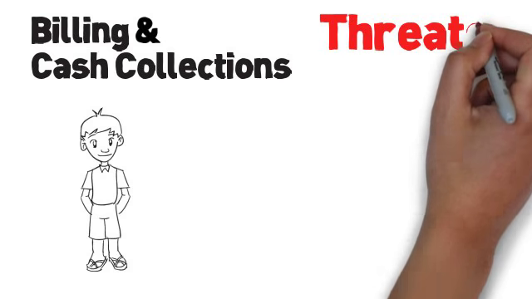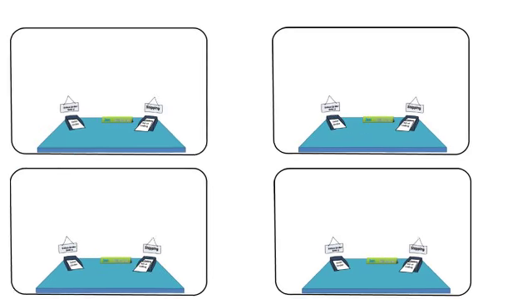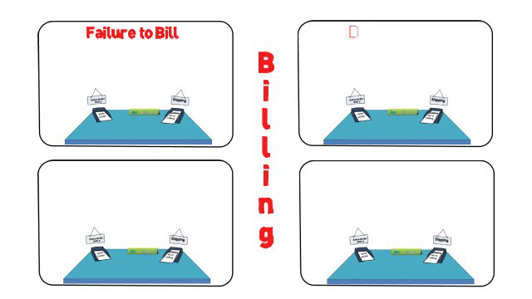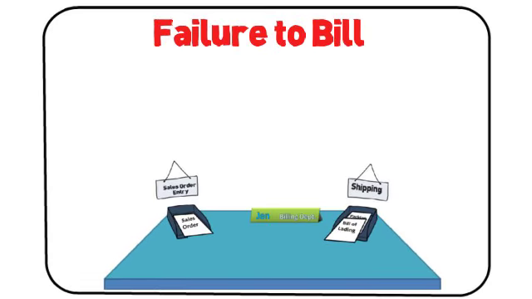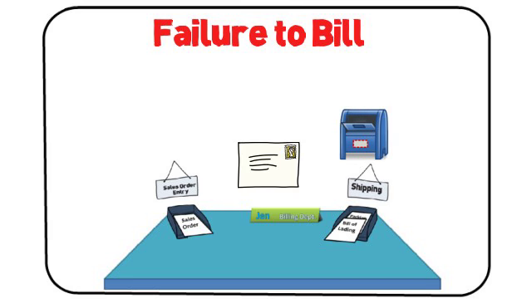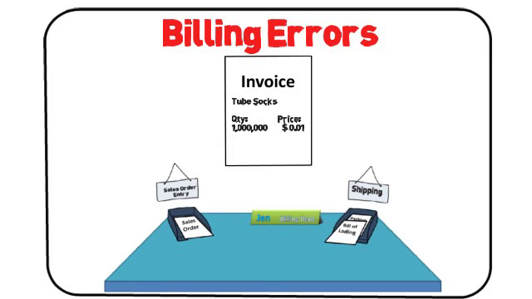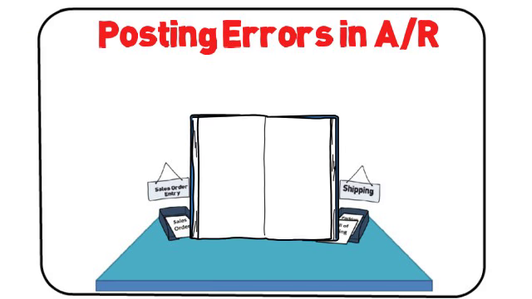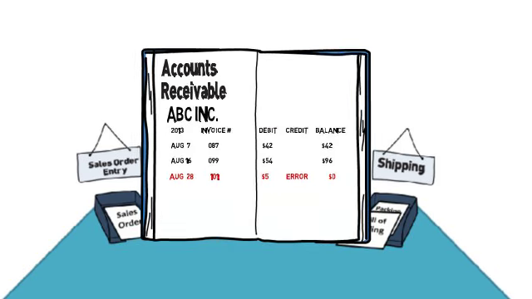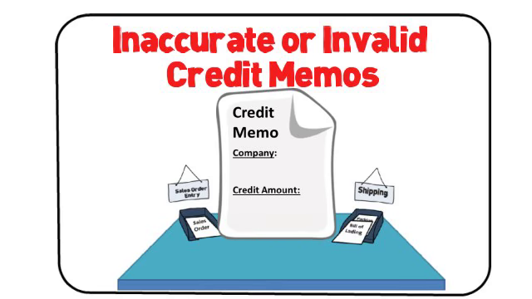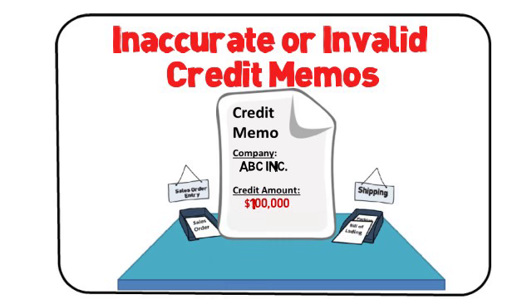Now that we've gone over the process, let's talk about the threats that can occur during billing and cash collections. The threats for billing are a failure to bill, billing errors, posting errors in accounts receivable, and inaccurate or invalid credit memos. A failure to bill means that our customer never gets their invoice. For billing errors, a customer could be billed the wrong amount based on the quantity ordered. And for posting errors in accounts receivable, well, it's just that. Errors are posted in accounts receivable. With inaccurate or invalid credit memos, a customer who should receive a $10,000 credit based on returned goods could be given something like $100,000 of credit.